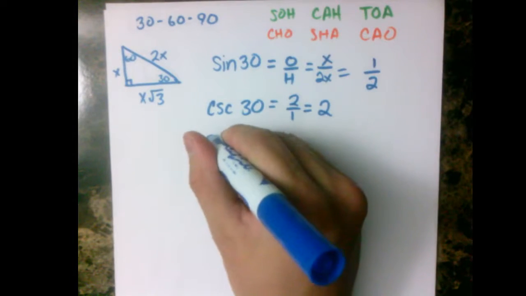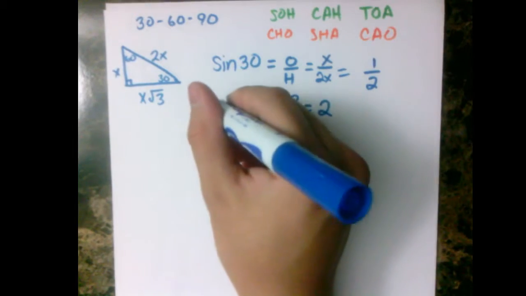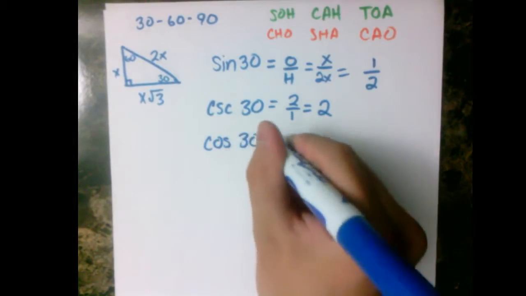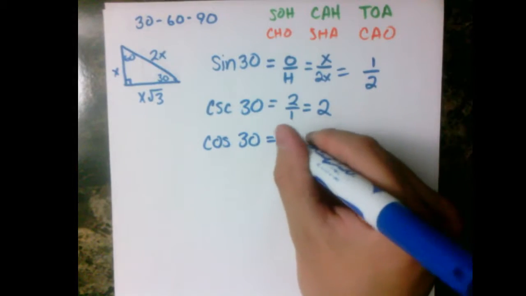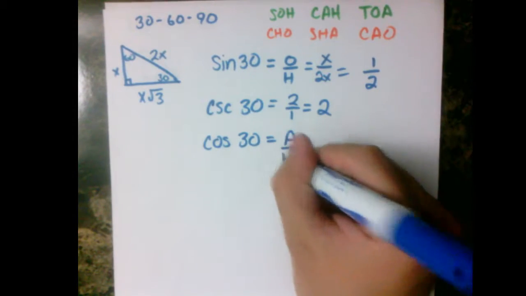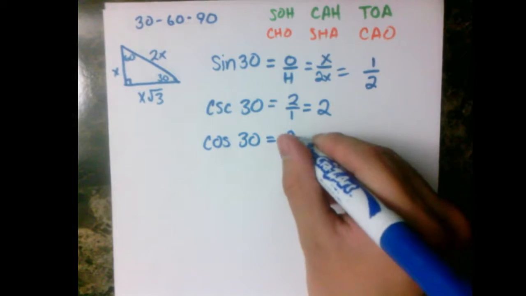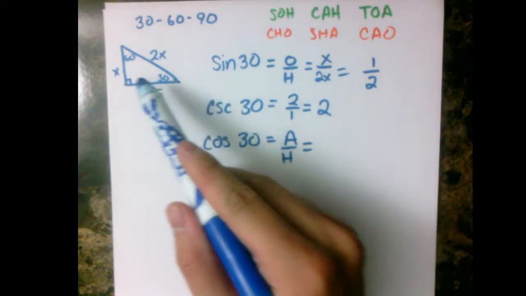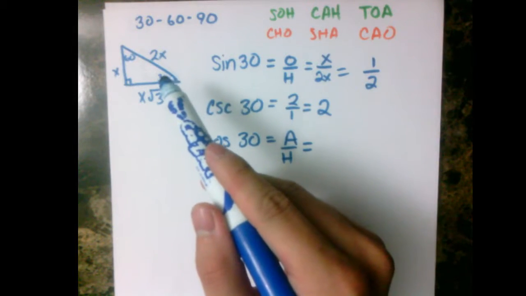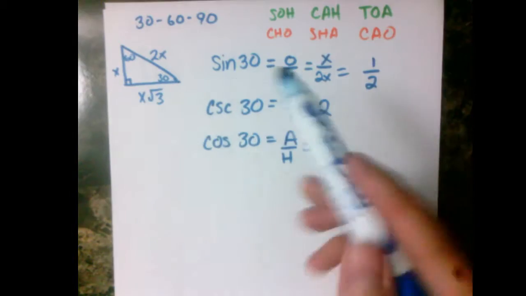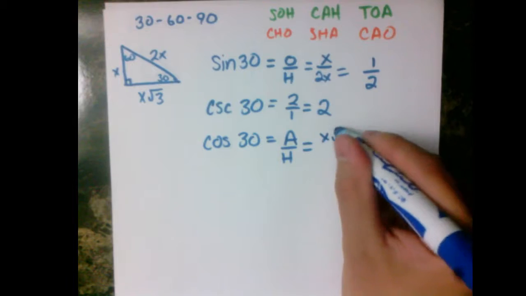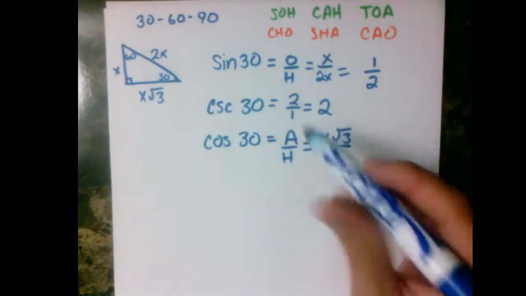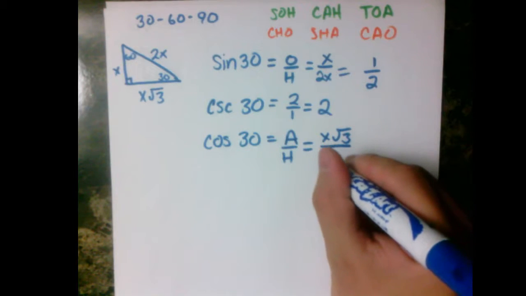Now let's go ahead and do the cosine. Cosine of 30, remember, is your a over your h, adjacent over hypotenuse. So your adjacent, let's look over here. Here's your 30. Your opposite is over there. Your adjacent is right next to it, touching it. So it's x root 3. Your hypotenuse is still 2x. That hasn't changed. In fact, none of your values will change.